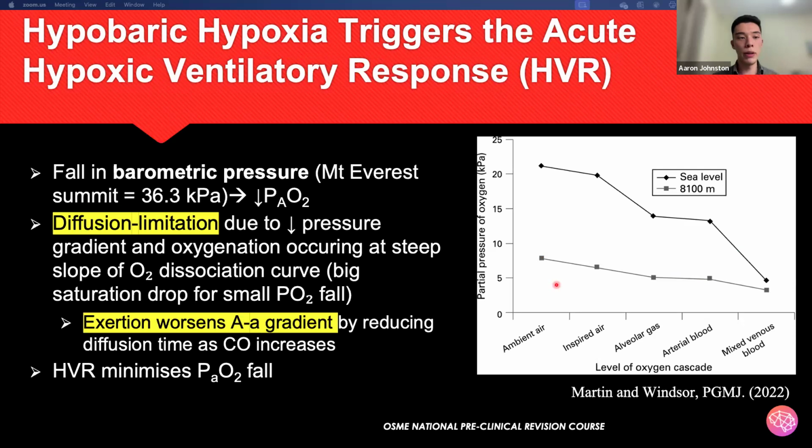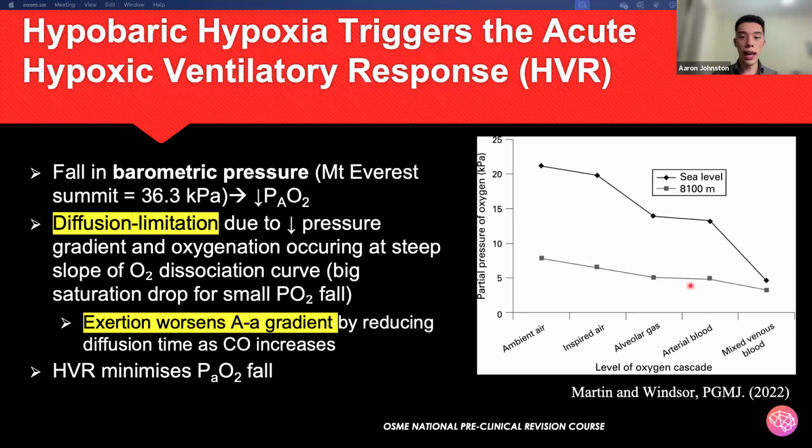So you might be familiar with the oxygen cascade. You might have seen this in a lecture. This is just a plot of the partial pressure of oxygen at various different stages as oxygen, first of all, is in the air, then it goes into our lungs, then it goes to the alveoli, then it goes into the arterial blood, and then finally into the mixed venous blood. What we can see in the context of altitude is that there is a drop in the AA gradient, so between the alveolar gas and the arterial blood.